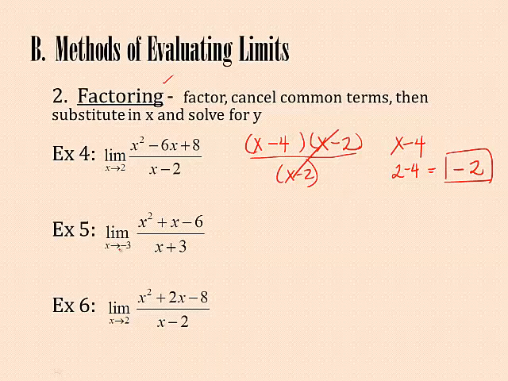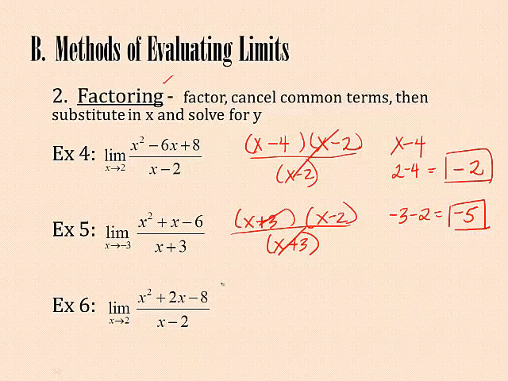Let's try number 5. Again, if I put in a negative 3 down there, I get a 0 on the bottom. That doesn't work, so I've got to factor. So I'm going to get x plus 3, x minus 2 when I factor it. Cancel the like terms, cancel the whole. So I have x minus 2. When I plug in negative 3, I get negative 5. So my limit as x approaches negative 3 is negative 5.